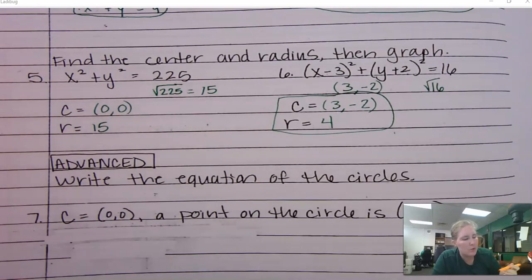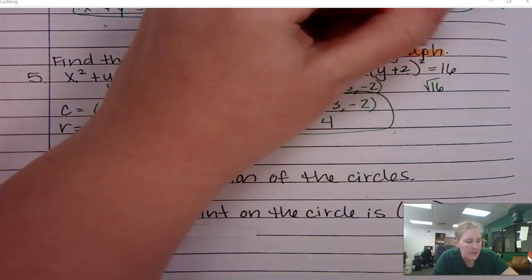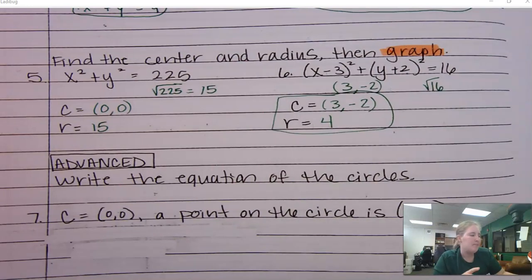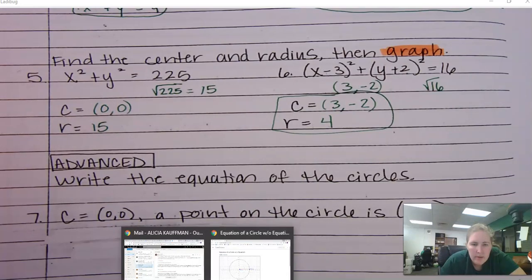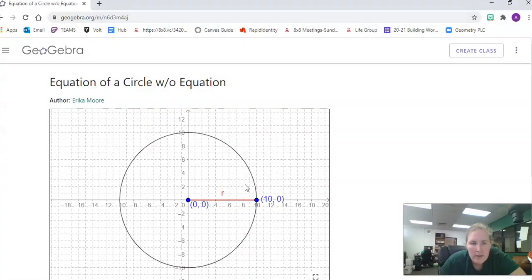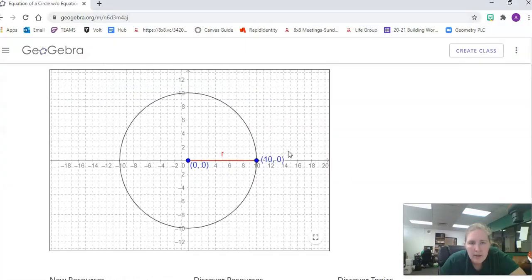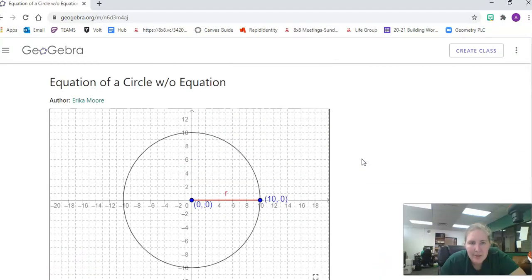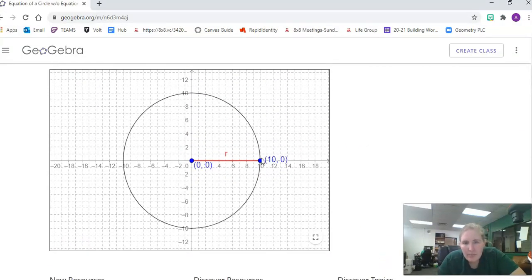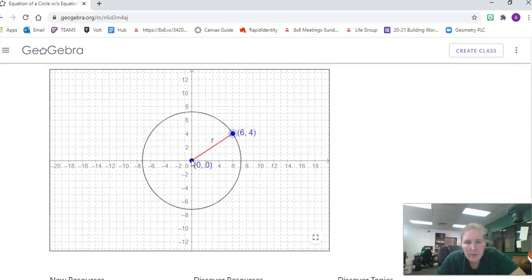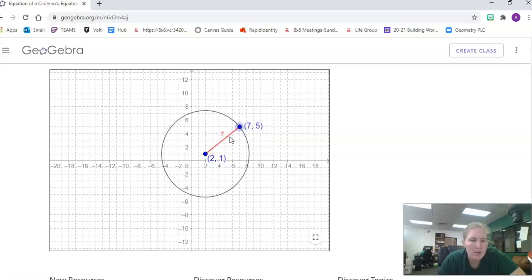But then I want you to notice that it says to graph that. So I'm going to show you how we will graph it. You should have this on your assignment. It should be embedded within your assignment. So we're going to use this to help graph. We take this point and we place it on the center, and then we use this to determine what our circle would look like, so what the radius is.